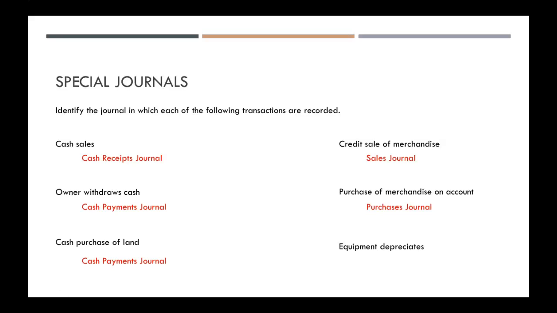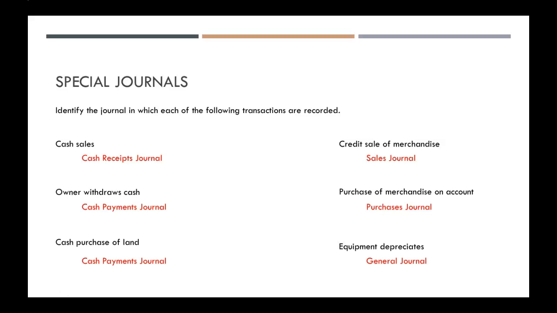Then we ask ourselves, is it a sale of merchandise on account? No. Is it a purchase of merchandise on account? No. So it doesn't fall under the sales journal or the purchases journal either. Your equipment depreciating will go into the general journal.